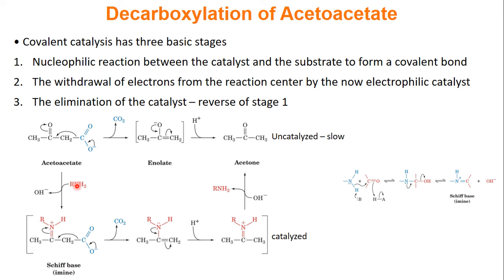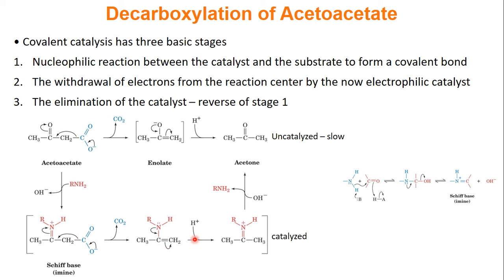So what can happen is that you have a nucleophilic reaction between the catalyst. Your catalyst is RNH2 here. The R would be the rest of your catalyst. And what's going to happen is that you're going to form a covalent bond between your substrate and your catalyst. This is called an imine or a Schiff base. When this Schiff base is formed, you're going to speed up this CO2 leaving. So the CO2 is going to leave and you're going to form a double bond with this carbon.